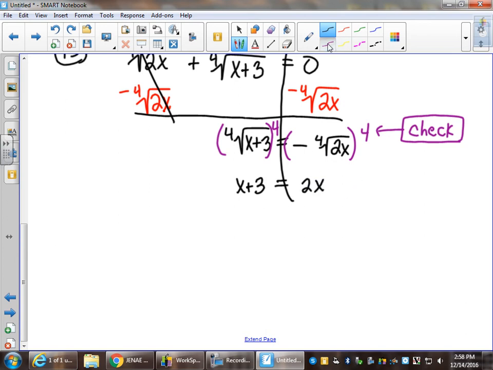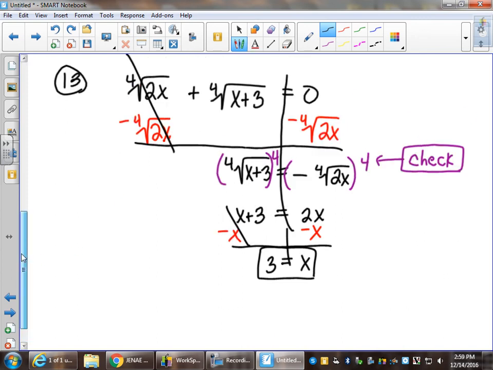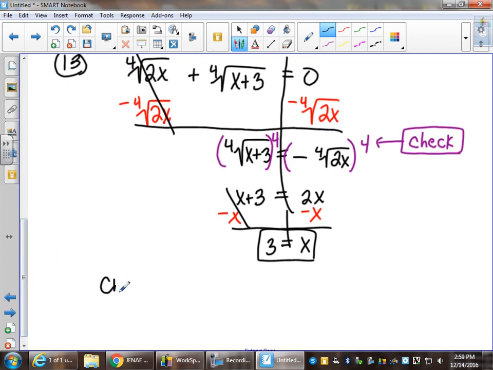To wrap this up, I will subtract x from both sides. And we get x equals 3. But we're not done. I see my little note over here I need to check. So check. Very carefully make sure that we substitute this in correctly. So that'll be the fourth root of 2 times 3 plus the fourth root of 3 plus 3 equals 0.